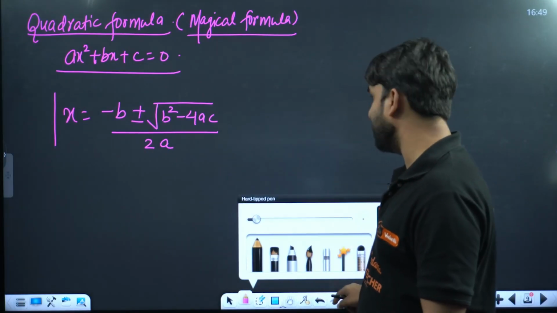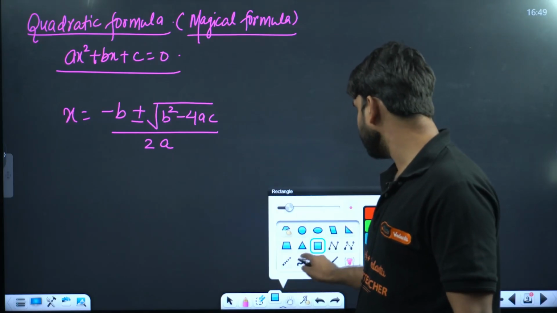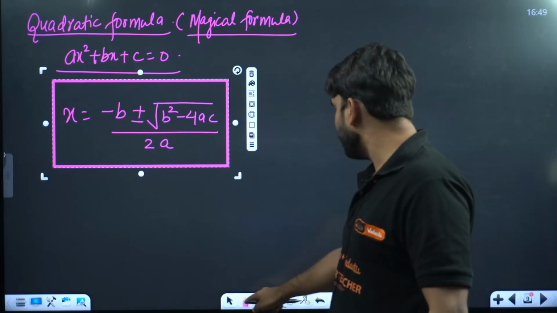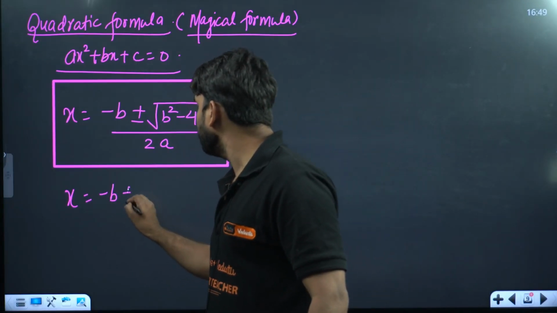I hope this is clear to you all, everyone. Okay, so let me draw the box here for your clarity. So this is your quadratic formula. We can also modify this formula as x is equal to minus b plus minus under root.